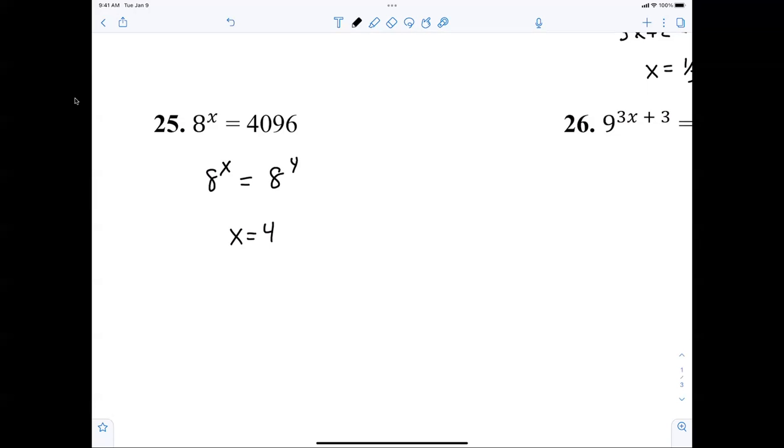On your calculator, 8 to the caret x. Write that on the y equals. 8 to the x, and then go into your table until you get 4096.